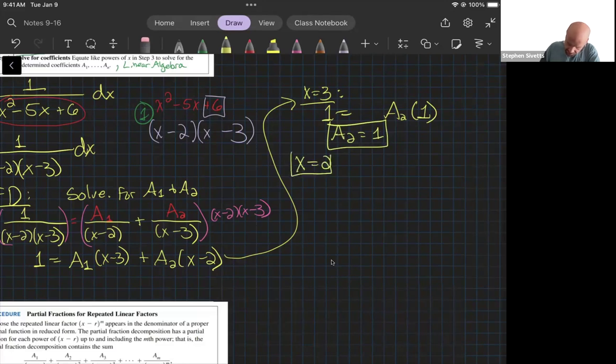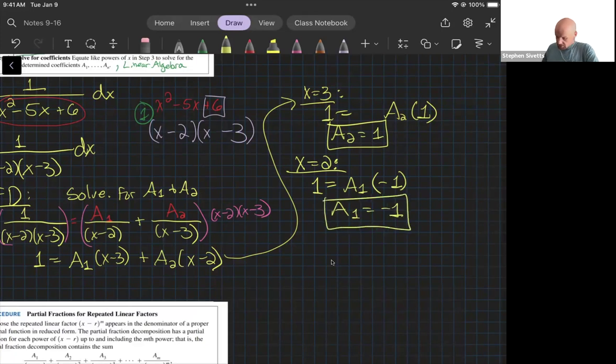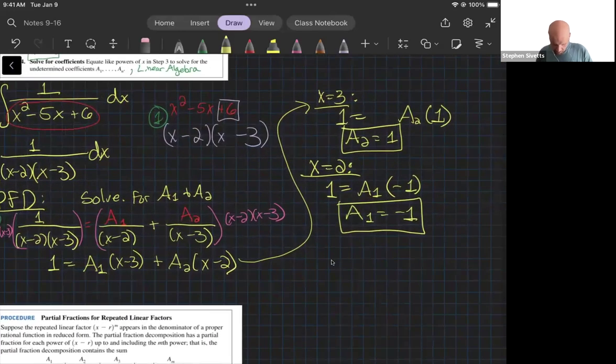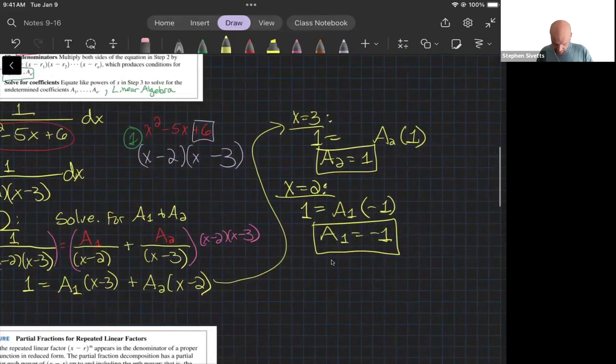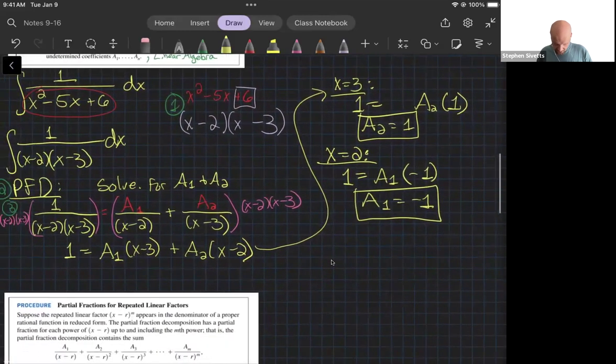Also, if x equals 2, right? If x equals 2, the equation becomes the following. We'll have 1 is equal to a1 times 2 minus 3, which is -1, right? Plus a2 times 2 minus 2, which is 0. So we'll have a1 is equal to -1, right? a1 equals -1. So what we have here is the partial fractions decomposition, right?